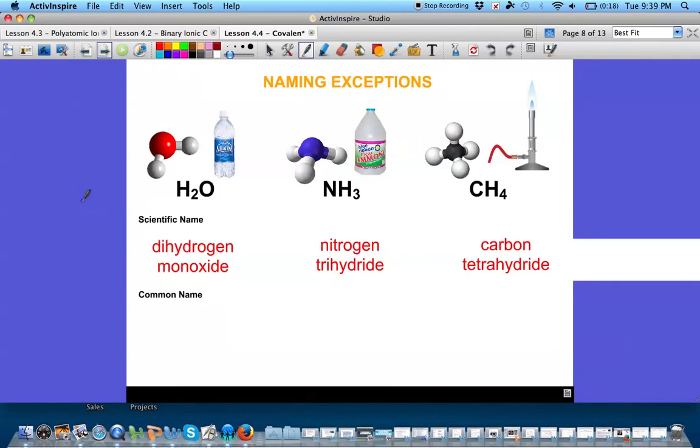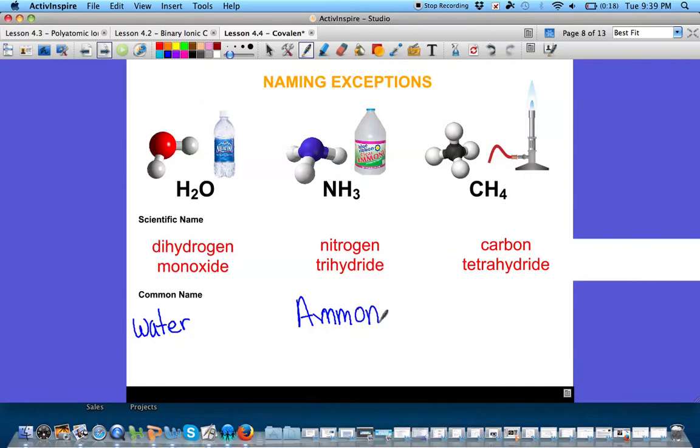There are a few examples that are going to go by the common name versus the scientific name. One example of that is dihydrogen monoxide. This is also commonly known as water. Ask your parents tonight if you can have some dihydrogen monoxide to drink with dinner. Then you can explain to them the chemistry behind that. Nitrogen trihydride is ammonia.